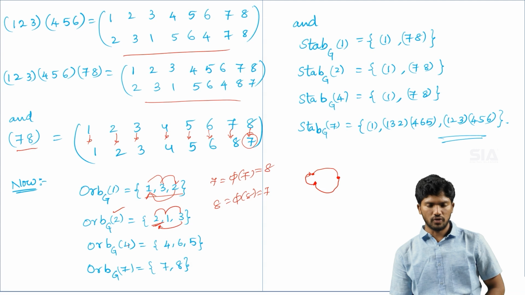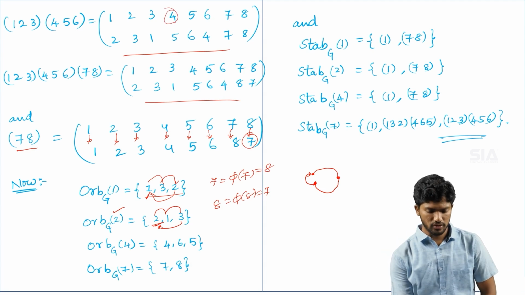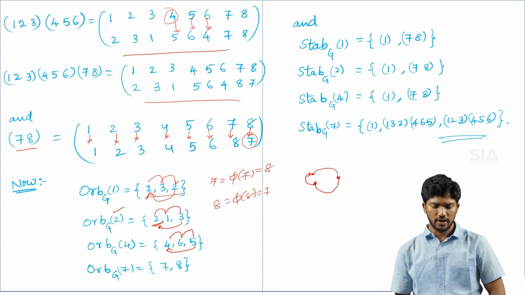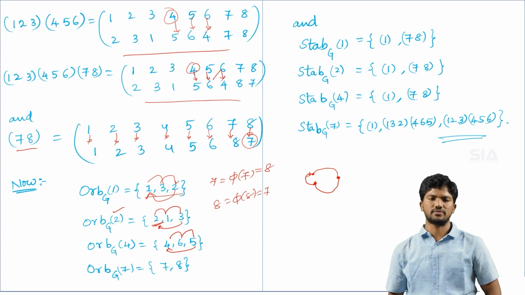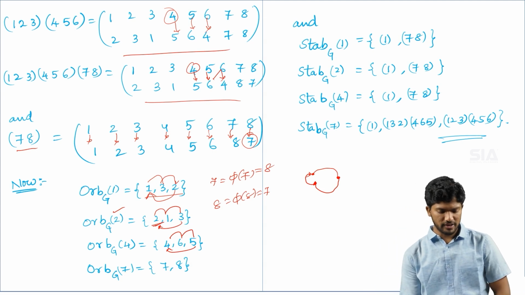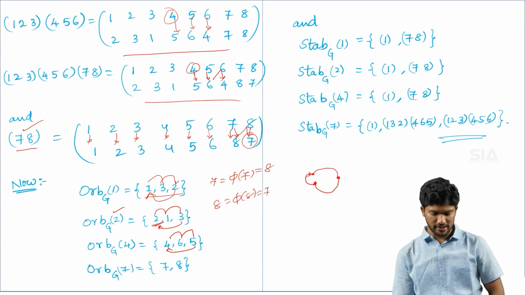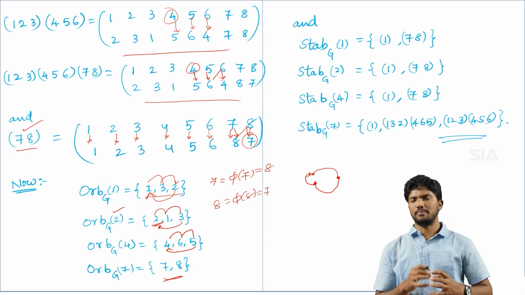Next, orbit of 4. You can start with any element: 4 to 5, 5 to 6, 6 to 4. They may also write 4 to 6, 6 to 5, and 5 to 4. Here also you can write 4 to 5, 5 to 6, and 6 to 4 in this format. That gives one perfect orbit. Next, orbit of 7. Orbit of 7 means you have to select this cycle: 7 to 8, 8 to 7. That is the only one orbit. So in this format you have to find the orbits.